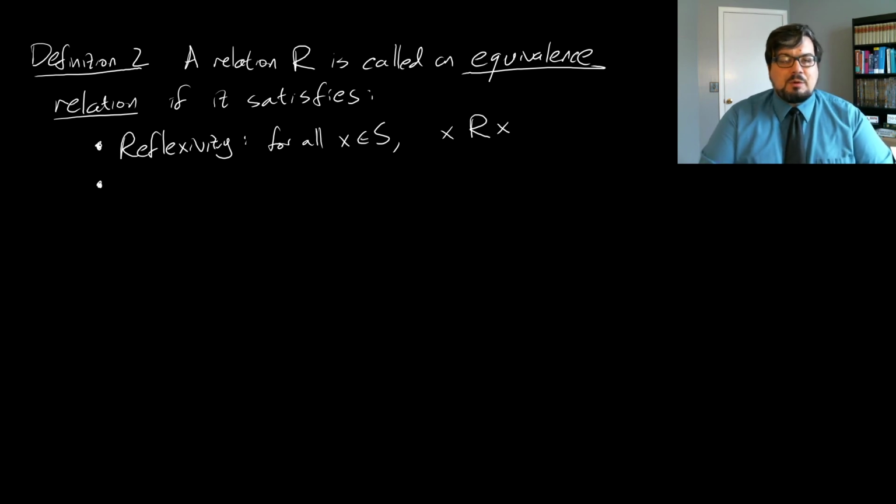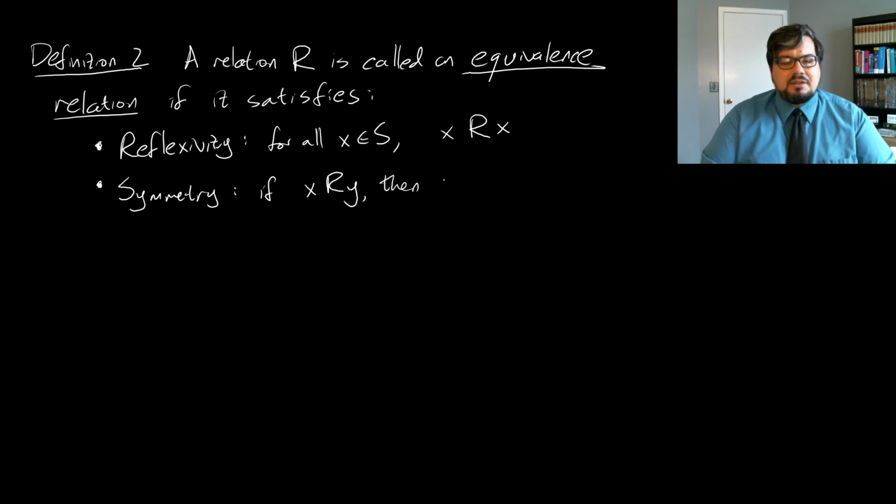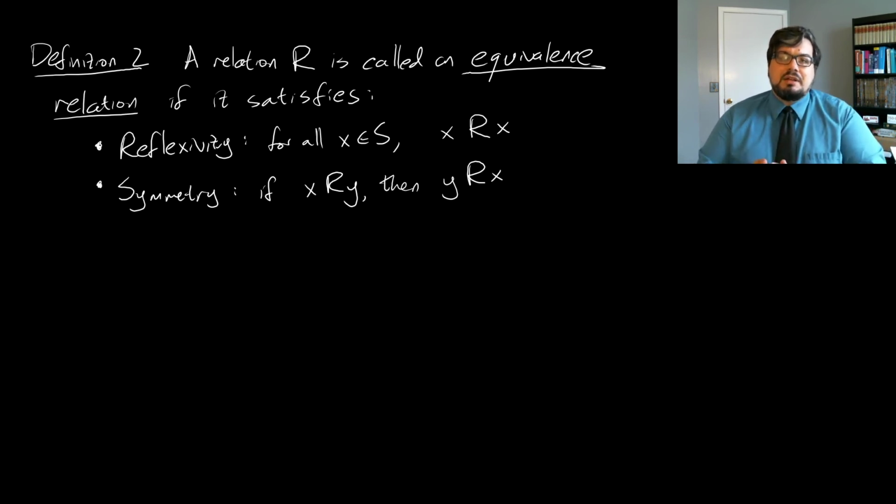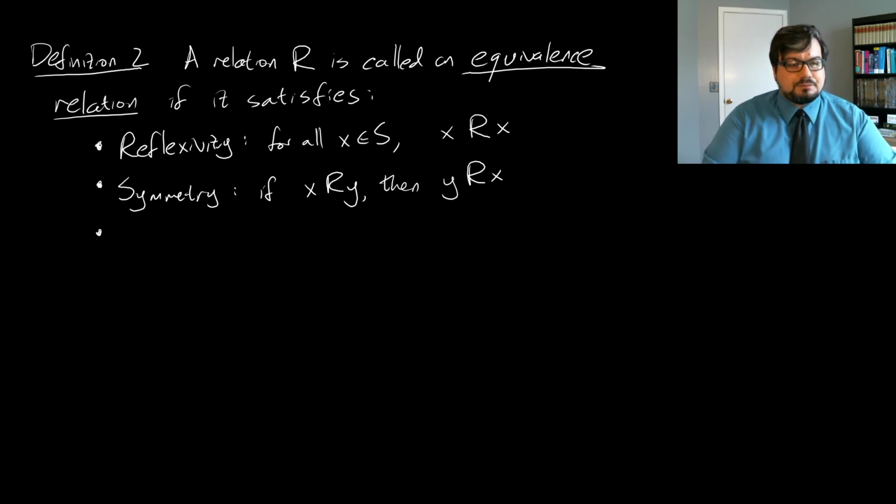So that's one of the things that we want out of an equivalence relation. The next is symmetry, which says that if x is related to y, then y is related to x. So a symmetric relation doesn't depend on the order that you write down the two elements that you're trying to relate to one another. So if x is related to y, then y is related to x. This is true of equality, as I mentioned a couple minutes ago.